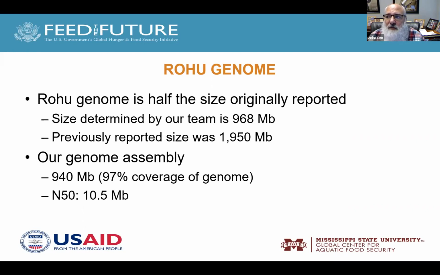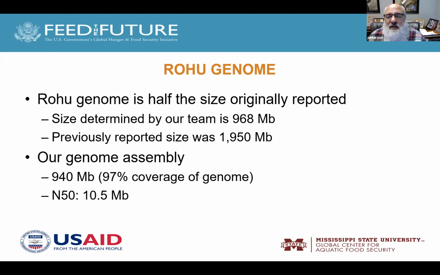The previous value of 1,950 had been reported using something called folding densitometry, which is a great technique, but it's pretty hard. And what we found doing the flow cytometry was that the genome size was actually about 968 million base pairs, roughly half the size of what was previously reported. And as I'll show you, this has held up under our study. That was the first real discovery on the genome.